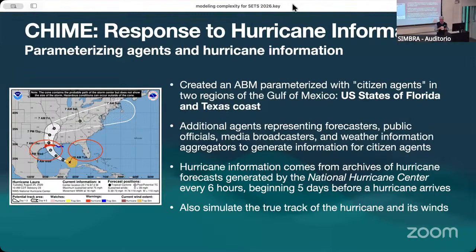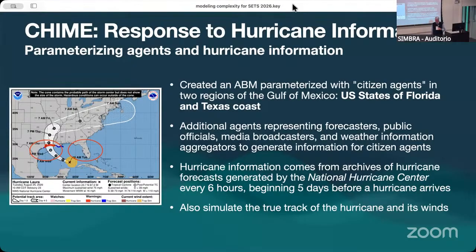We've got the information from hurricane warnings every 6 hours. It's been archived. At least it still was available then. I hope it still is. And we run this archived data to represent the information that comes in for people to make decisions with.